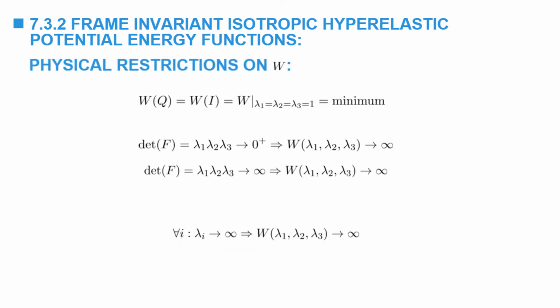Whatever form is chosen, it should in most cases abide by the following. The minimum energy should be attained when the deformation gradient is equal to the identity matrix or to a rotation. The energy should also increase to infinity when the determinant of F is going close to 0 or the determinant of F is going to infinity.